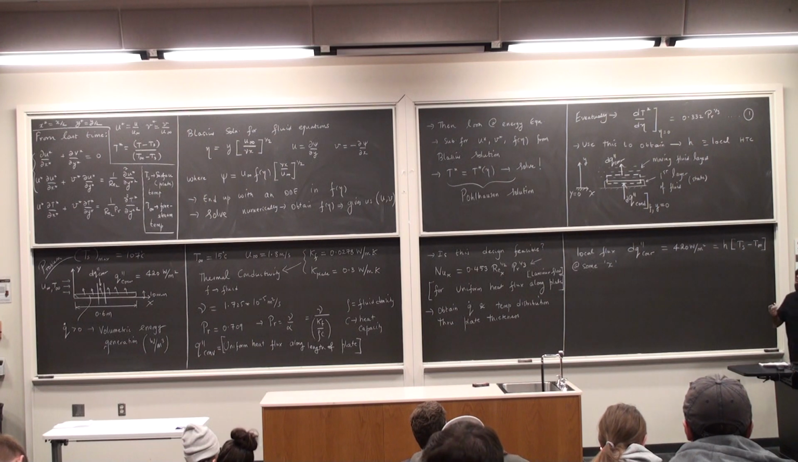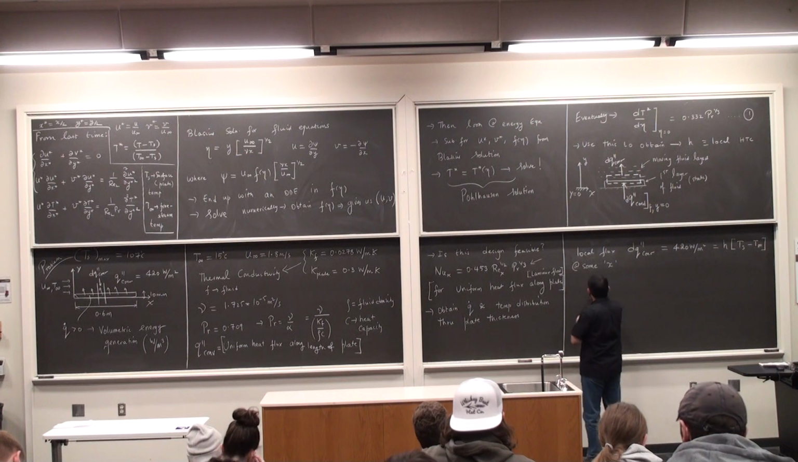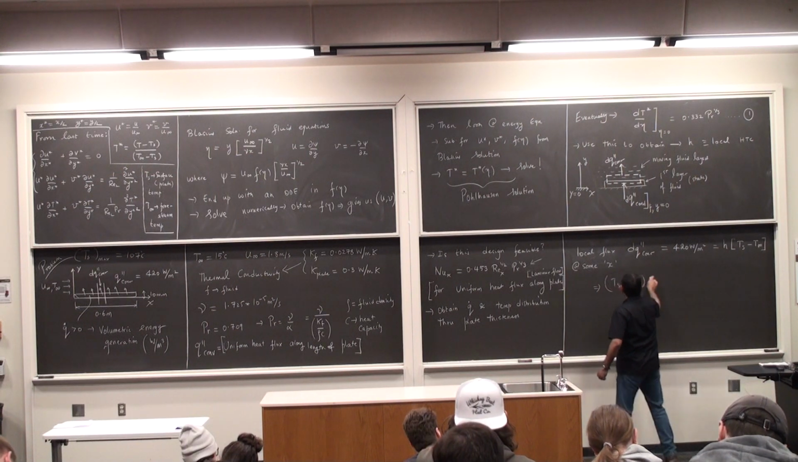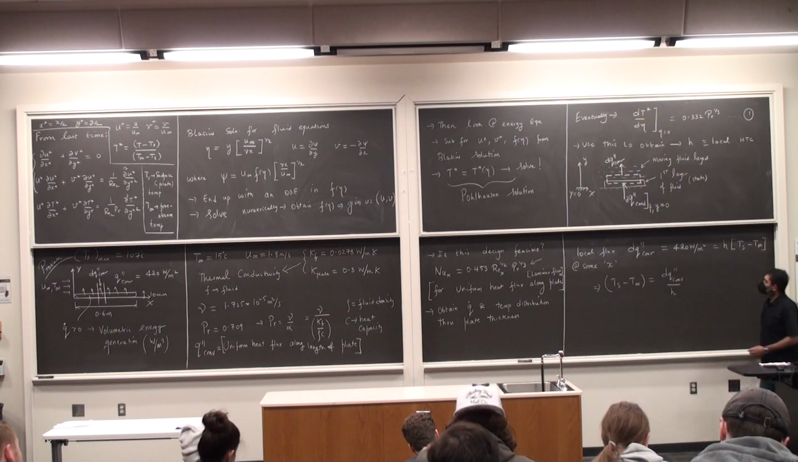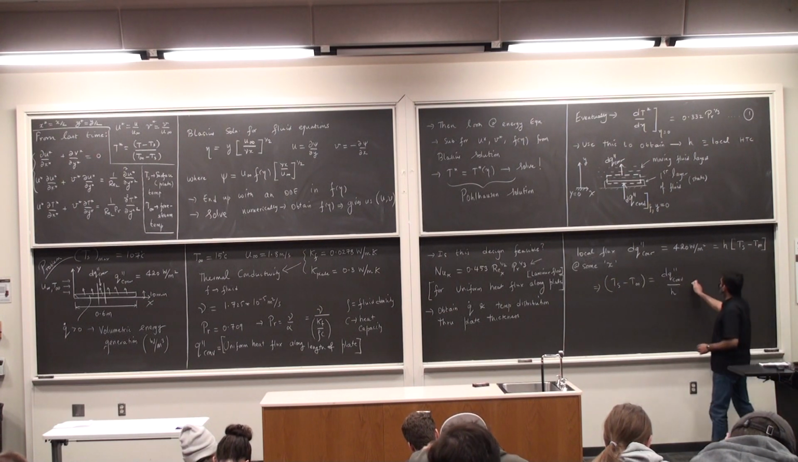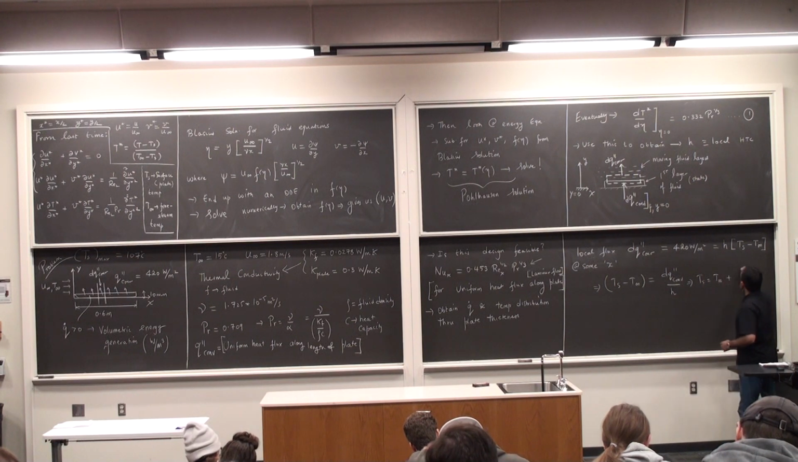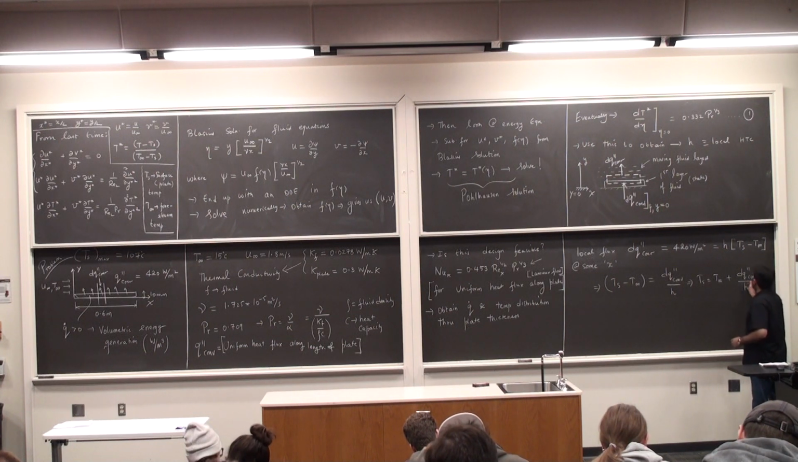What am I interested in? I'm interested in the temperature along the length of the plate, right? So I can now say Ts minus T infinity is dQ double prime by h, or Ts is T infinity plus dQ double prime by h.